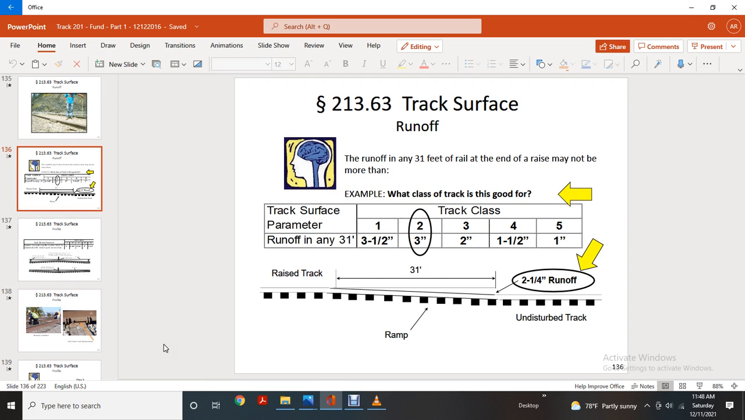The runoff of any of the 31 feet of the rail end of the raise may not be more than the track surface parameter. Runoff in 31 foot: class 1, 3.5 inches; class 2, 3 inches; class 3, 2 inches; class 4, 1.5 inches; class 5, 1 inch. This shows a raised track with 31 feet, with 2.25 inches runoff of undisturbed track ramp.